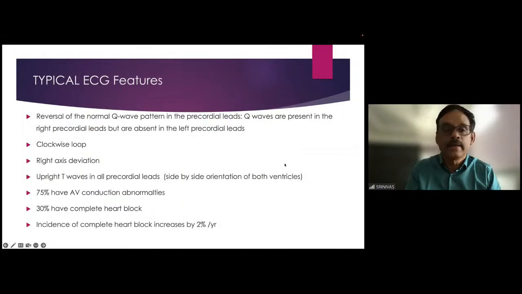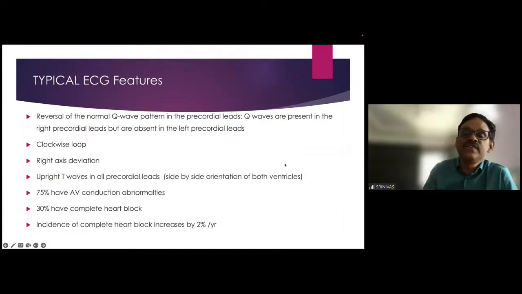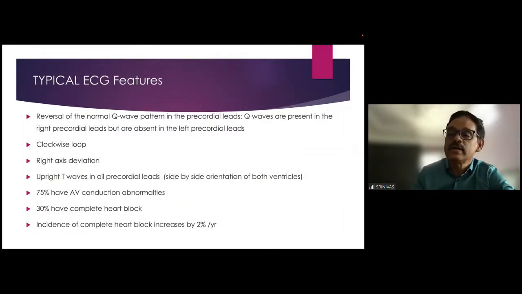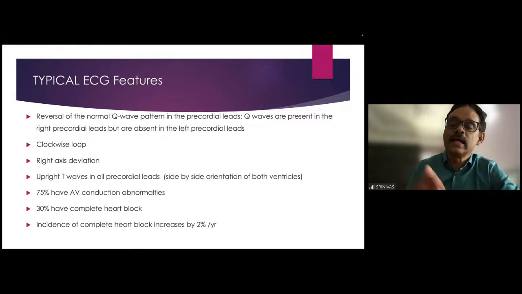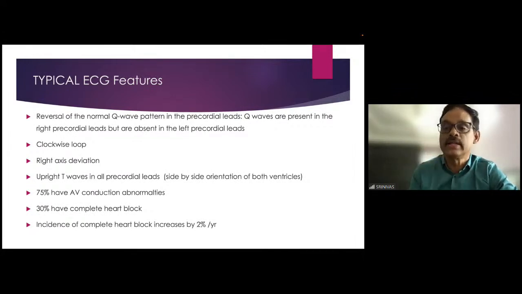Just 1 minute. Now, the typical ECG features of CCTGA are that the conduction system, that is the left bundle and the right bundle, follow their respective morphological ventricles. So the left bundle will go with the morphological left ventricle, and the right bundle will go with the morphological right ventricle. Because of the ventricular inversion, the conduction system is also inverted.